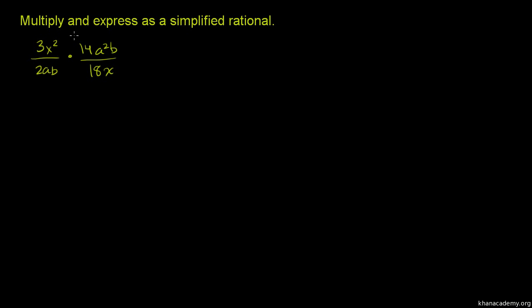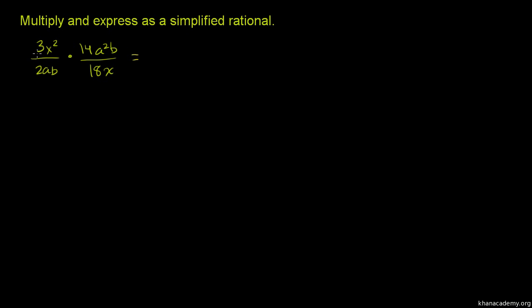We're asked to multiply and express as a simplified rational. When you multiply any rational expressions, it's just like multiplying any fractions. You multiply the numerators times each other and the denominators times each other. When you're just multiplying a bunch of numbers, it doesn't matter what order you do them in. And so we want to multiply in an order that makes it a little bit clearer.